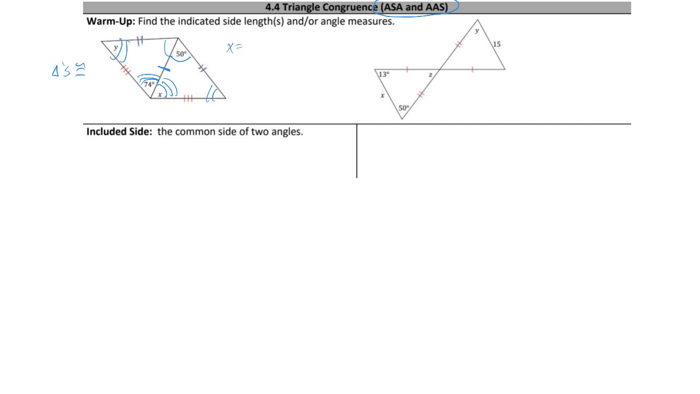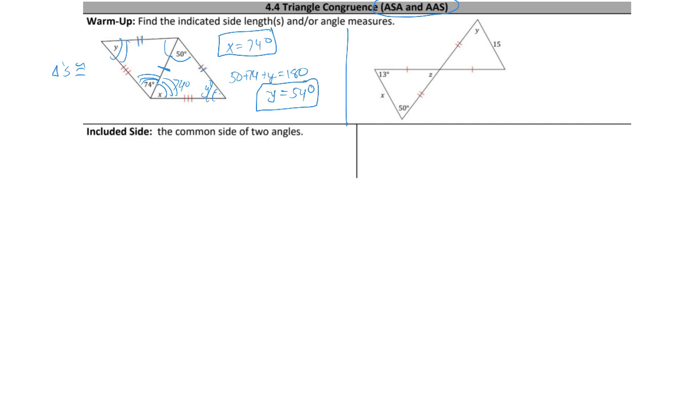So x is 74 degrees. We can tell because x and 74 are congruent to each other. Now to find y, y is congruent to this one. So if this is 74 degrees, this is also y degrees. So 50 plus 74 plus y equals 180. So y is equal to 54. If you subtract 74 and 50 from 180, you get 54 degrees.